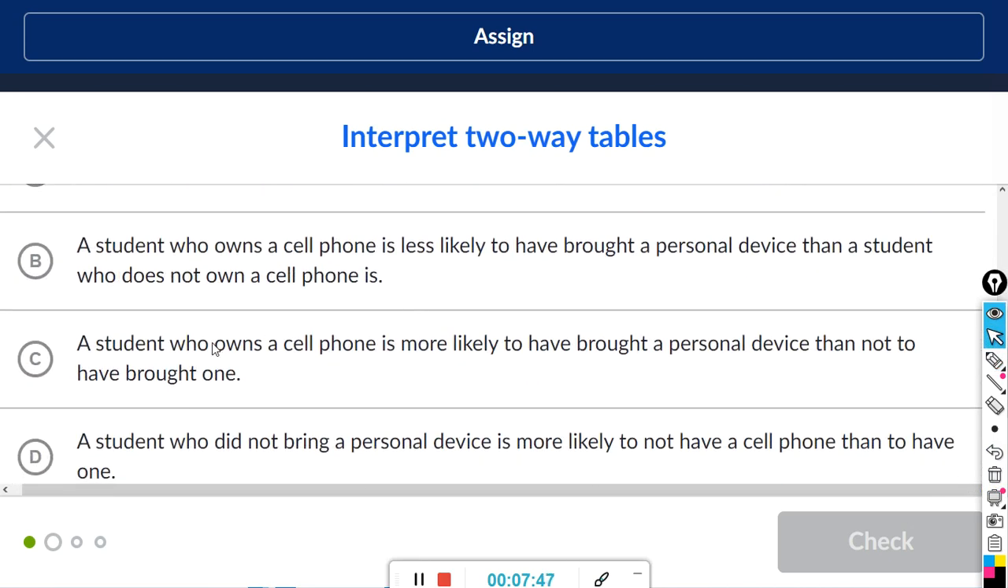Answer C. A student who owns a cell phone is more likely to have brought a personal device than not to have brought one.